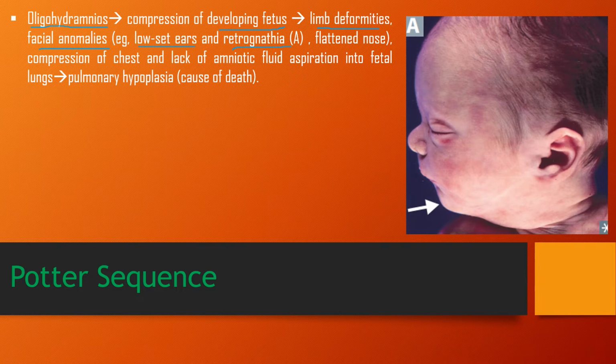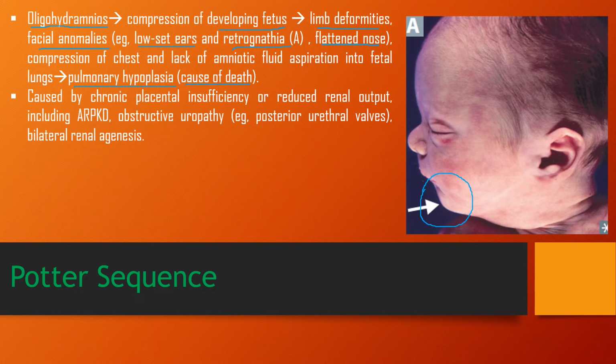Retrognathia is the unusual position of the mandible, as you can see in this image, along with a flattened nose and compression of the chest. Lack of amniotic fluid aspiration into the fetal lung eventually leads to pulmonary hypoplasia, which means incomplete development of the pulmonary lung tissue, which causes death.